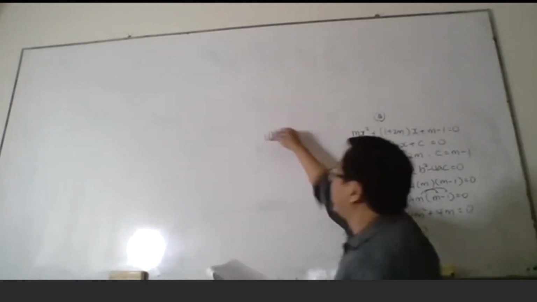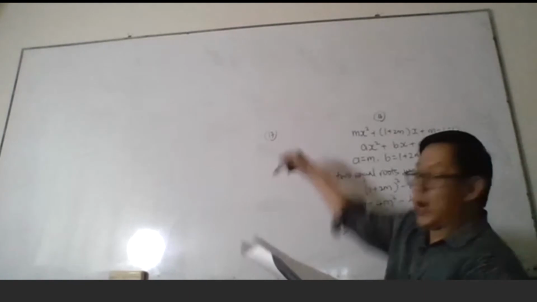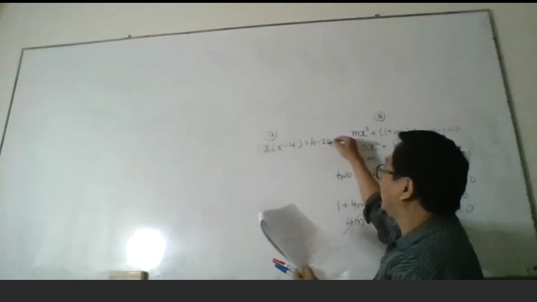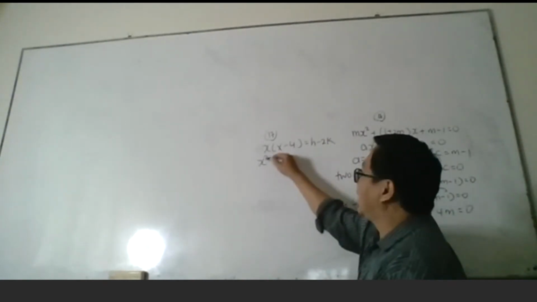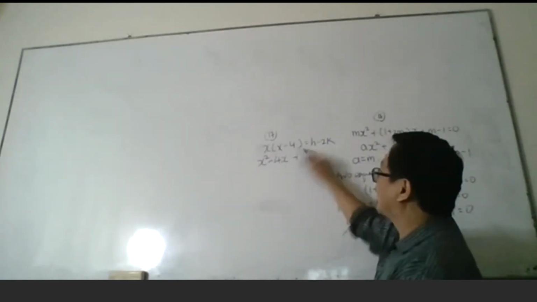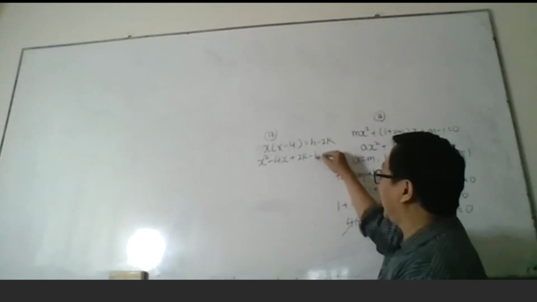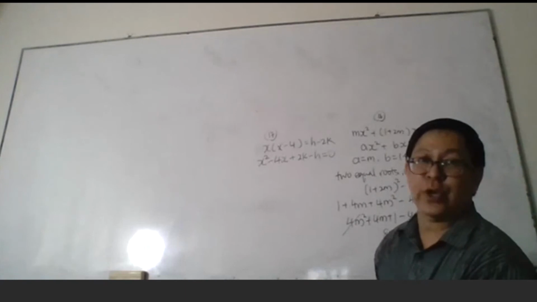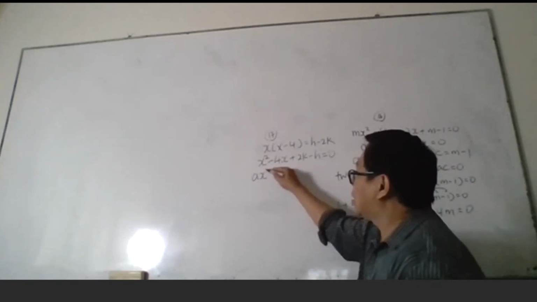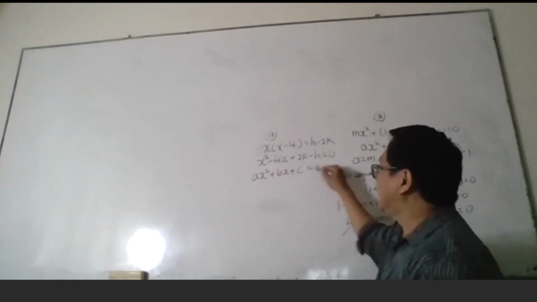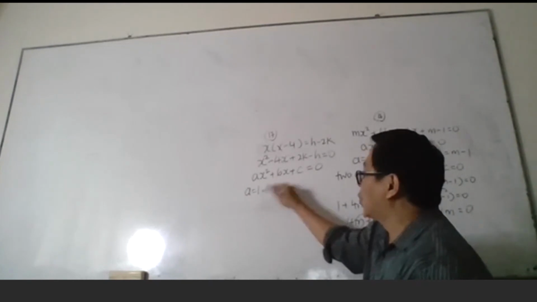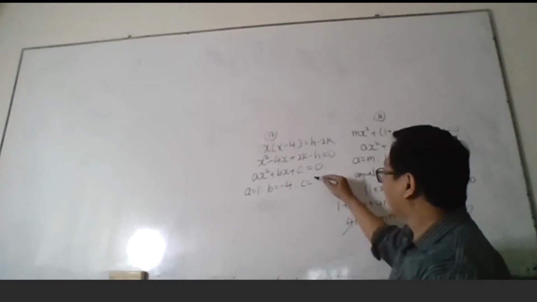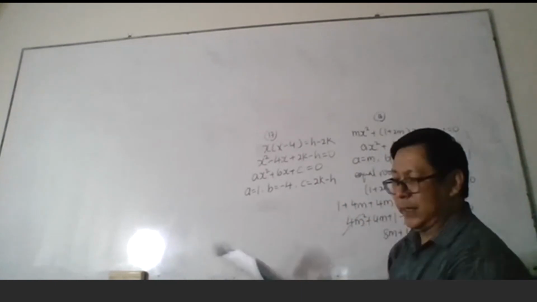And for 17, if you look at the board there, you see x bracket x minus 4 equal to h minus 2k. Of course, I must expand plus 2k minus h. I must change it to the quadratic equation in general form, ax squared plus bx plus c equal to 0. My a is 1, my b is negative 4, and my c will be 2k minus h.